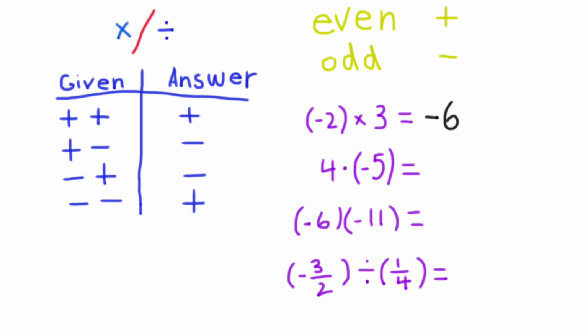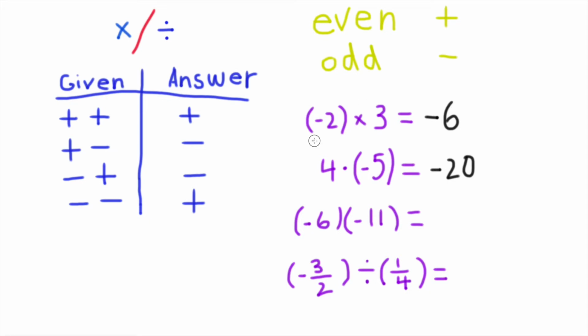If you want to use the rule from the yellow writing up above, we can do the same thing. 2 times 3 is 6. There's only one negative there. So since 1 is an odd number, our answer is negative. Pretty straightforward. Let's do the second problem. 4 times 5 is 20. And again, we only have one negative in the problem that's attached to the 5. So the answer is negative.